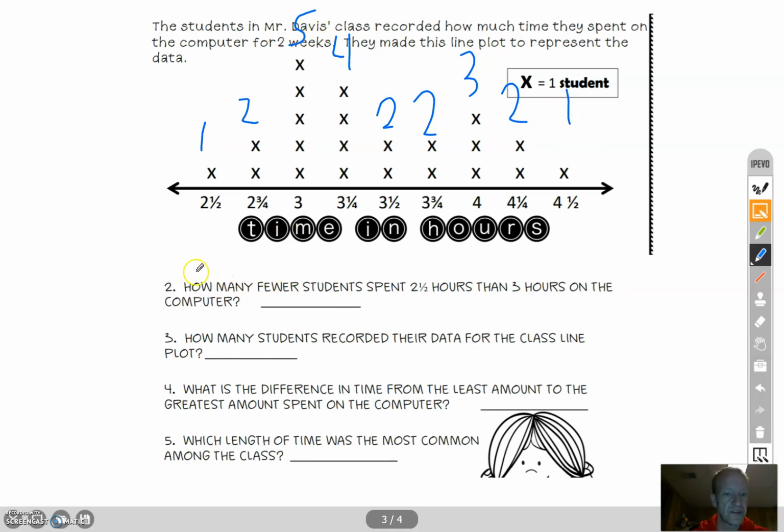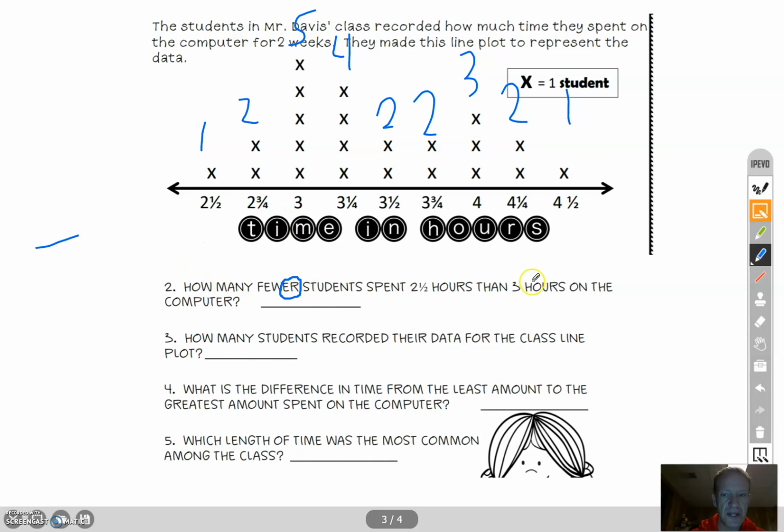So let's look for the questions here. How many fewer students spent 2.5 hours than 3 hours on the computer? And we talked about ER words. What to do in ER words. Who can remember? Go ahead and take some time to see if you can remember what we do when we see ER words. Very good. If you guys said subtract, then that is an excellent choice.